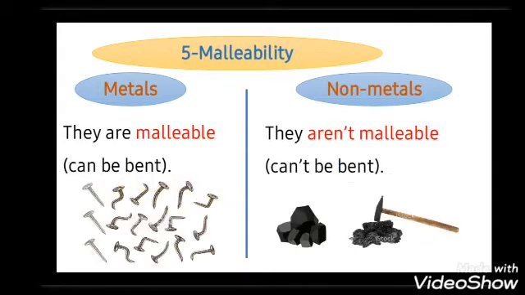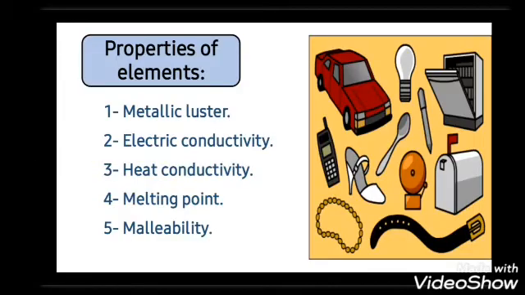The last one, malleability, to be malleable. Okay? Malleable. Now the iron nails can be bent because they are metals and they are malleable. But a piece of coal, if I do like this, it will be a powder because they aren't malleable, can't be bent. Okay, so now the properties of elements are: number 1, metallic luster; number 2, electric conductivity; number 3, heat conductivity; number 4, melting point; number 5, malleability.